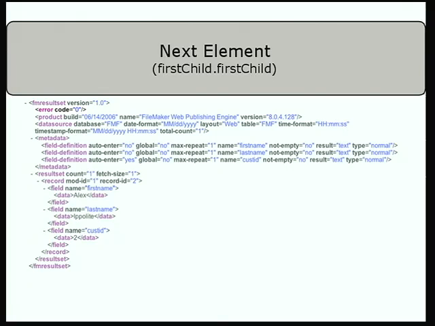If I say first child dot first child, that tells me without even looking at the document, once you get the hang of this a little bit, that it's going to be the second line, indented 1 from the root. And that would give me the error code value.